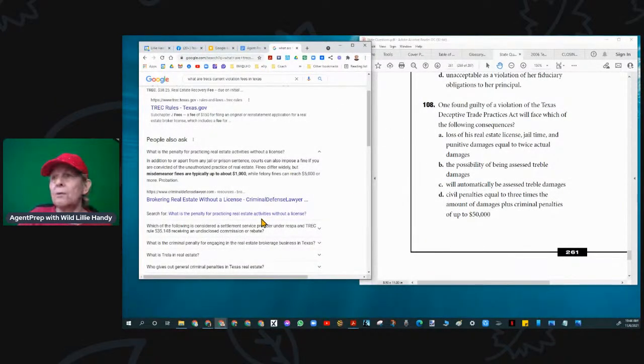So number 108 is B. It's not 50,000. That is a high fee. Okay. And so I wanted to find the exact one. The actual answer is B, the possibility of being assessed treble damages. Okay. So 108B, and let me look up the details so that I can be able to share that with you online. Yes, it's 5,000, as you can see on here, not 50,000. Okay.